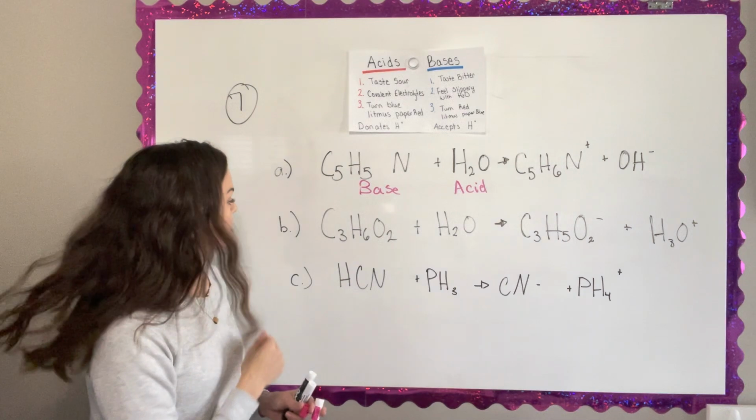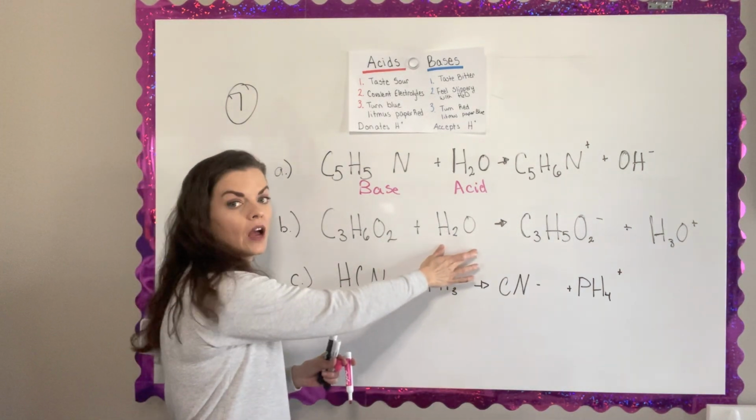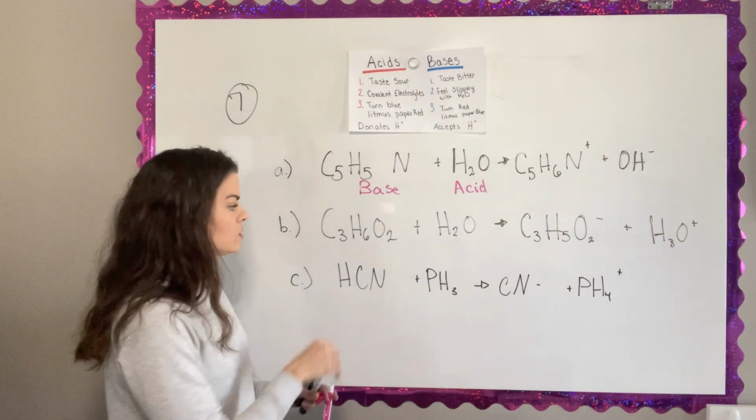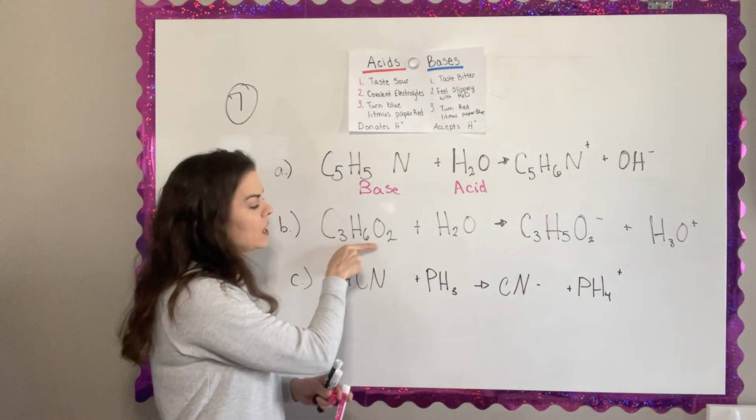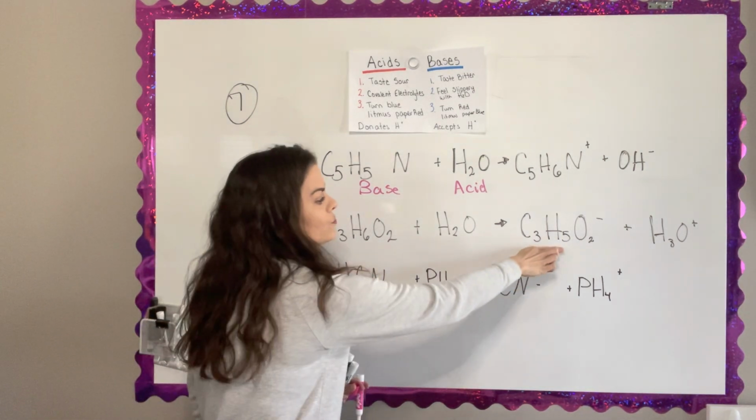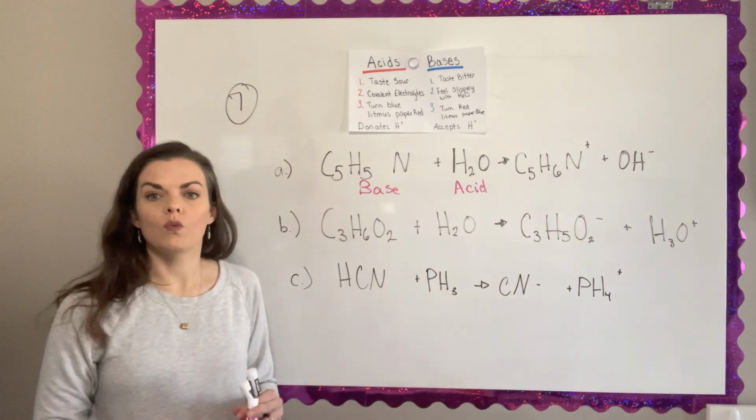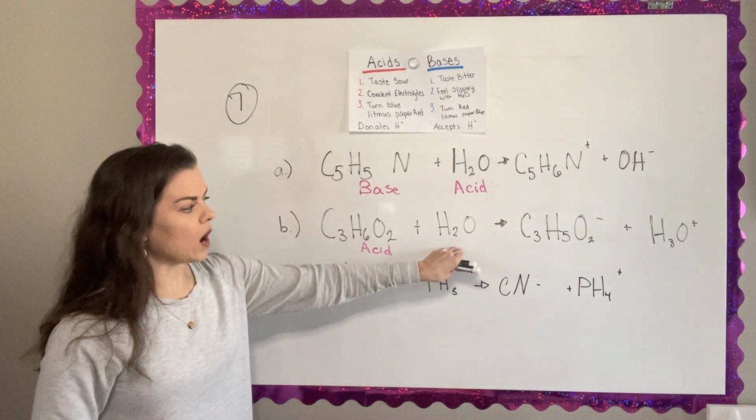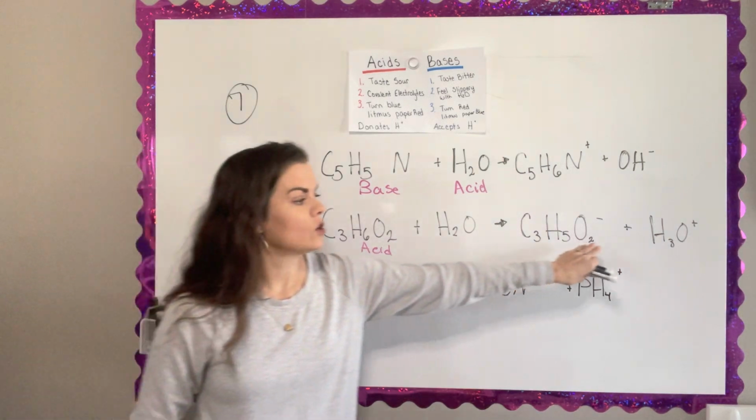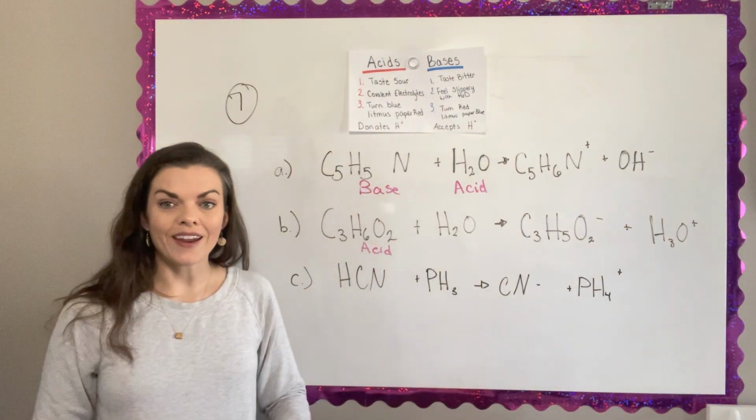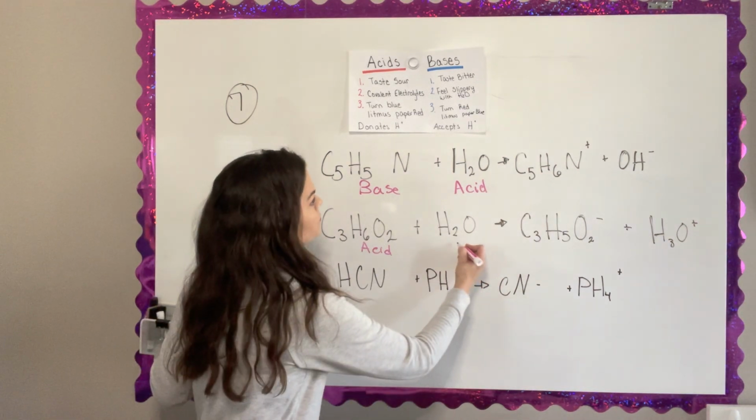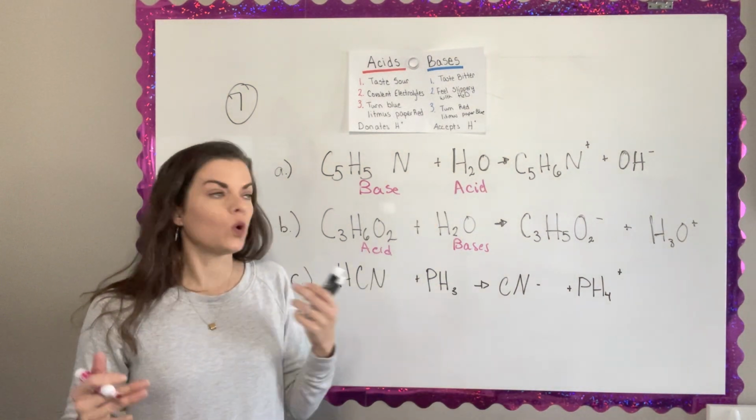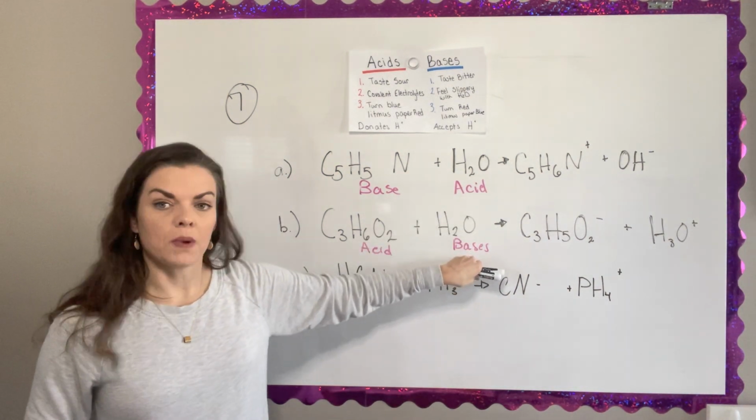So letter B, we also have water as a product, and we have another compound called C3H6O2. If I look at what's happening to the hydrogen here, it's going from having 6 hydrogens to 5 hydrogens. So it's giving a hydrogen away, and that makes it the acid. Water is going from having 2 hydrogens to 3 hydrogens. Water is gaining a hydrogen here, and so water is the base. So these are 2 equations, both using water. Just one water is the acid, and one water is the base.